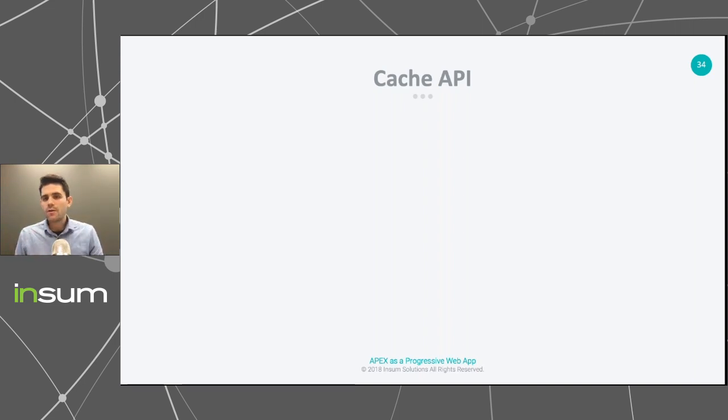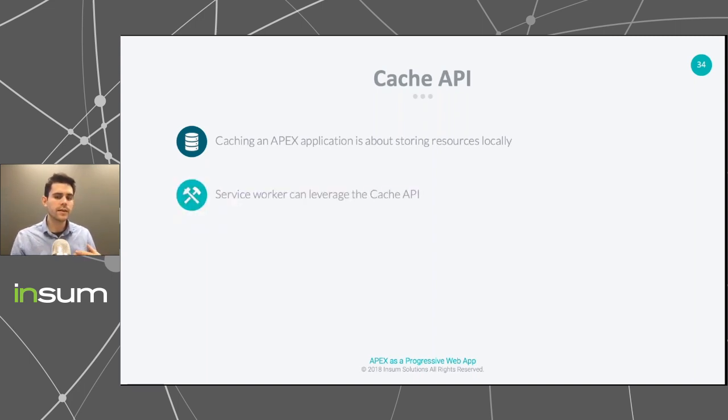So before showing how the service worker uses the cache, let's define the cache. Caching an application is about storing resources locally. When a resource is cached, could be HTML, CSS, or JavaScript, the browser no longer requires access to the internet to serve these resources. So to do this, we'll leverage the Cache API, which is a native API for browsers. Again, no external library.